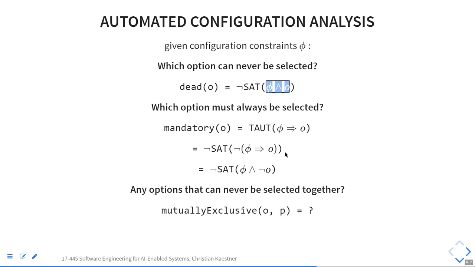I can also check, are there any options that need to be always included in every single configuration? So I'm always just saying, if the configuration is valid, so if it adheres to all constraints, does it imply that this option is always selected? If that's a tautology, then this is a mandatory option. Some of my colleagues call these undead options. Right? They're like zombie features, they're always there. And again, I can check tautology through the negation, and these are just transformations.